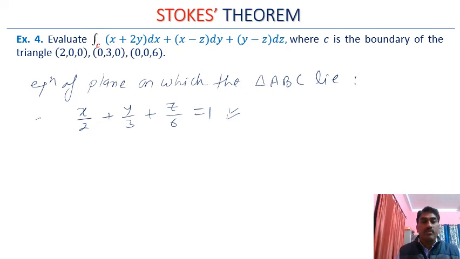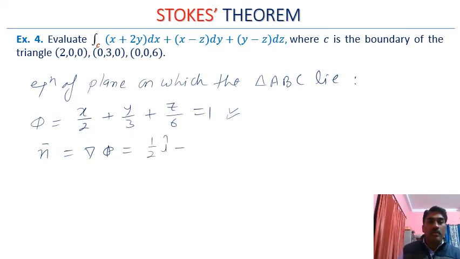If this is denoted as phi, first find n, meaning grad phi. And what is this? This is 1 by 2 i plus 1 by 3 j plus 1 by 6 k. This is the normal, and now divide by the magnitude of this.